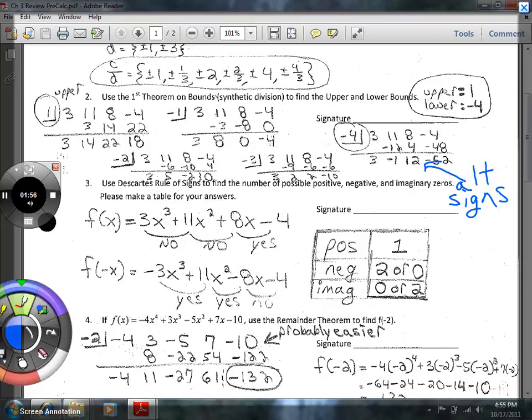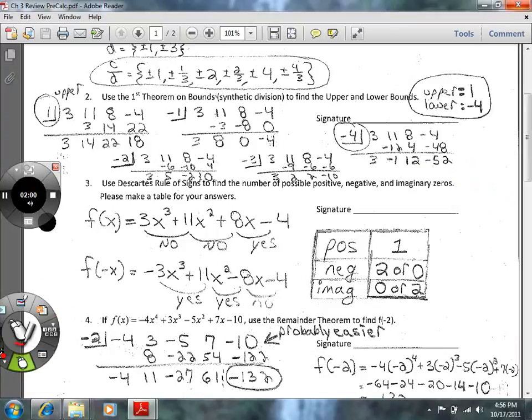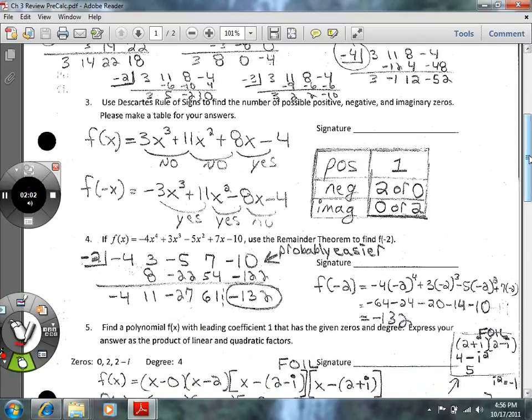Okay. And then Descartes' rule of signs, looking for sign changes of the initial function, the coefficients anyways. We see only one sign change, so he would say that you have one positive real zero. Then we plug in a negative x for all of your x's, and this time you have two sign changes, so he'd say you have 2 or 0 negative real zeros. And then the imaginary is whatever's left.